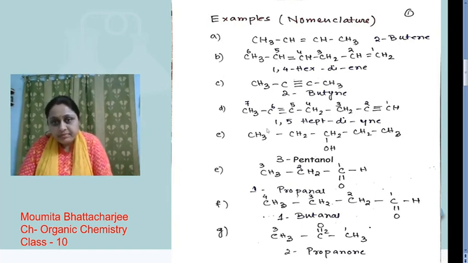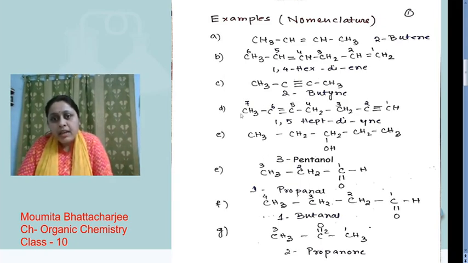Third one, here CH3-C≡C-CH3. The second carbon contains the triple bond, that's why 2, and the total number of carbon atoms is 4, that's why but, and for the triple bond we have added yne. The name will be 2-butyne. We have to give this hyphen. This hyphen is a necessary thing to give.